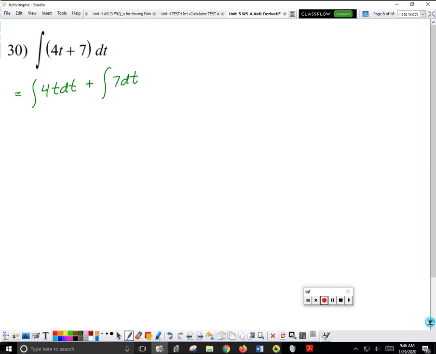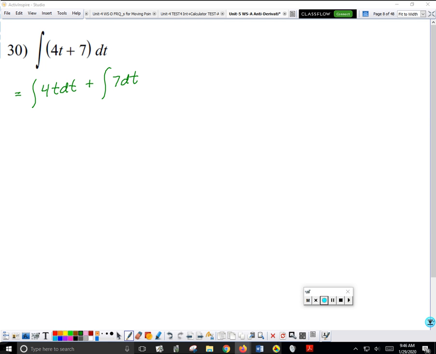There were people yesterday on the FRQ test that lost points because they did not write dt. What I was saying is that with derivatives, if you're finding the derivative of 4t plus 7, the first thing you do is split it into two separate derivatives. Same thing here. You're finding the antiderivative of 4t plus 7, so you split that into two separate antiderivatives. It's 2 points.